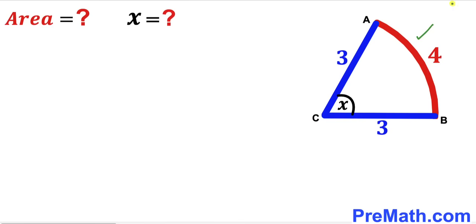In this given diagram, the radius BC is 3 units, and likewise the radius AC is 3 units as well. Moreover, the arc AB length is 4 units. Furthermore, the angle ACB is represented by x degrees. Now our task is to calculate the area of this sector. And furthermore, we are going to calculate the value of this angle x as well.